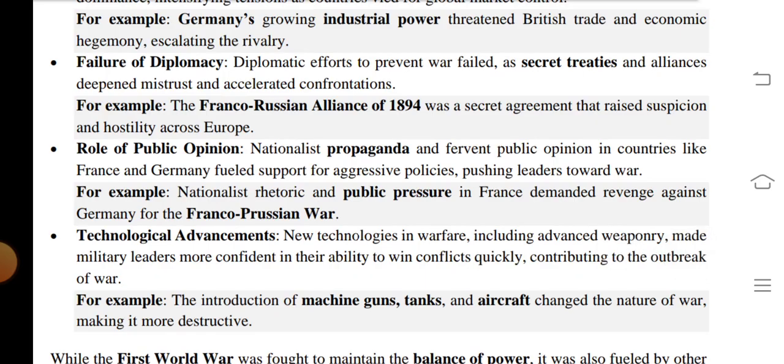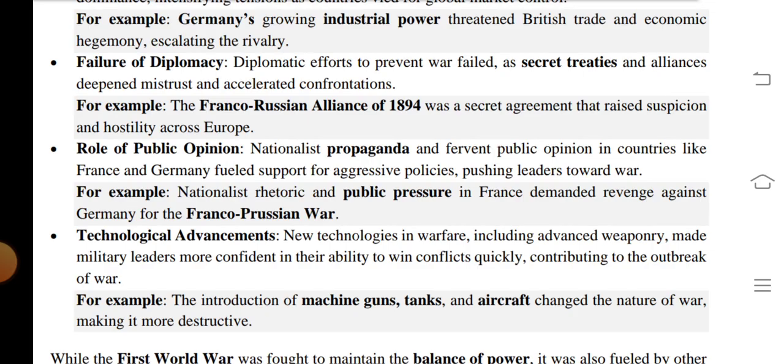For example, the Franco-Russian alliance of 1894 was a secret agreement that raised suspicion and hostility across Europe. Public opinion and nationalist propaganda: fervent public opinion in countries like France and Germany fueled support for aggressive policies, pushing leaders towards war. For example, nationalist rhetoric and public pressure in France demanded revenge against Germany for the Franco-Prussian War.